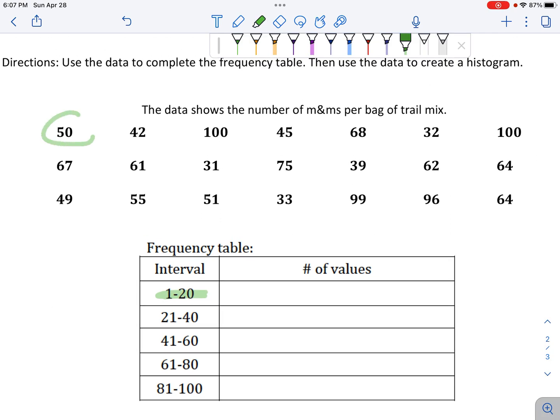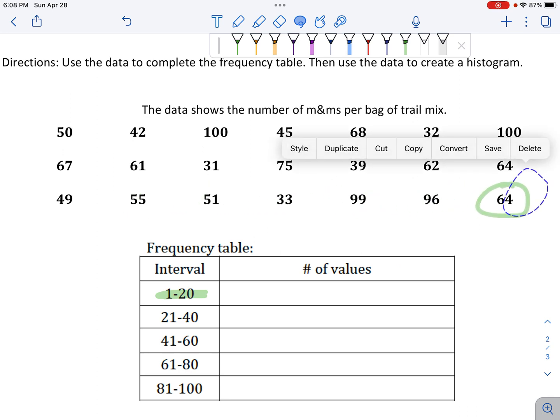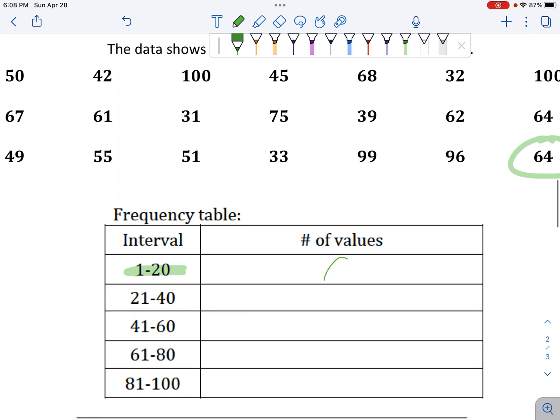So I'm going to circle the first number and see that 50 is not between 1 and 20 and keep going. 42, no. 100, no. 45, 68, 32, 100, wow. Between 1 and 20. 64, 62, 39, 75, 31, 61, 67, 49, 55, 51, 33, 99, 96, 64. Oh my gosh, there weren't any. So we'll put a 0.